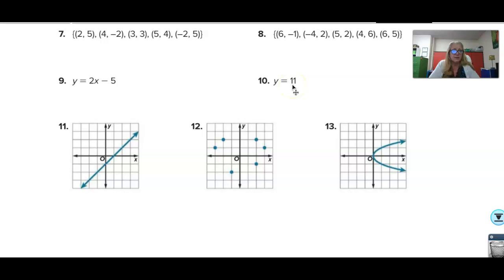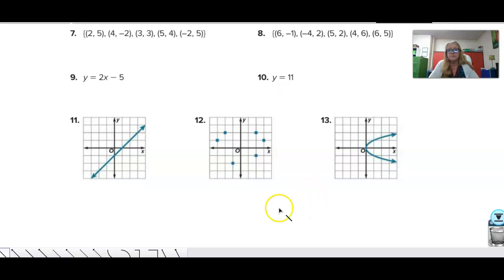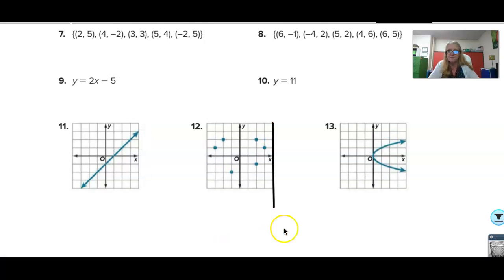Y equals 11 is a horizontal line, which is totally a function. It would pass the vertical line test, I guess they call it. When you're looking at graphs, the vertical line test is your go-to here. I'm going to use the graph to make it as vertical as possible. All right, there we go.